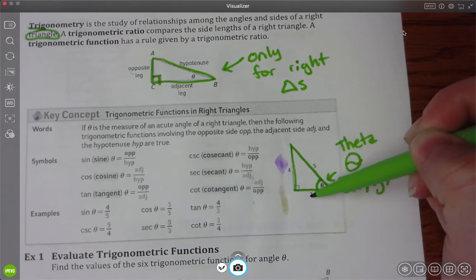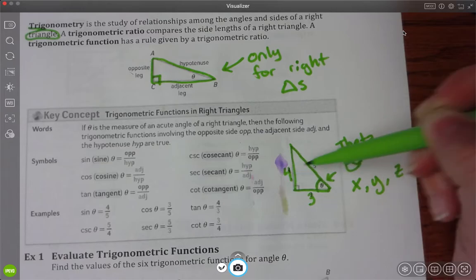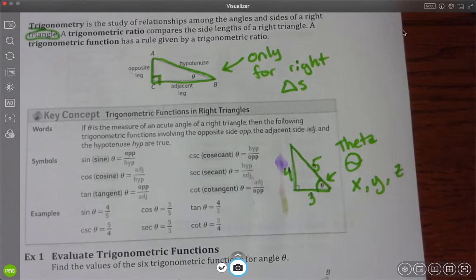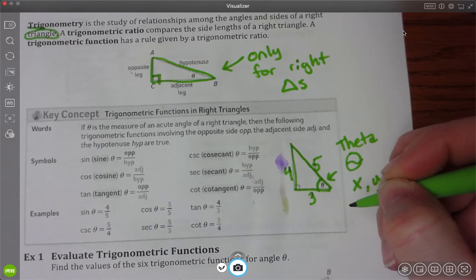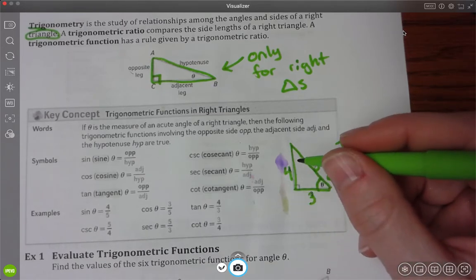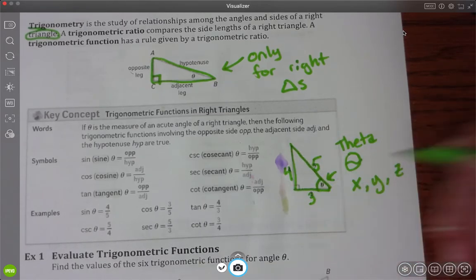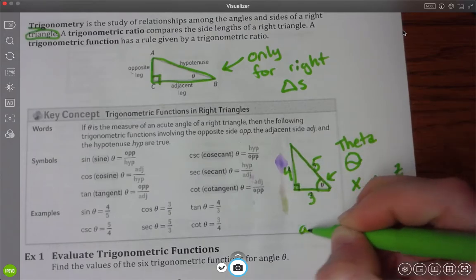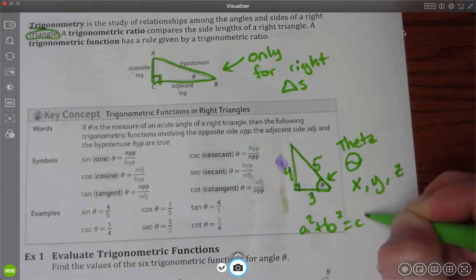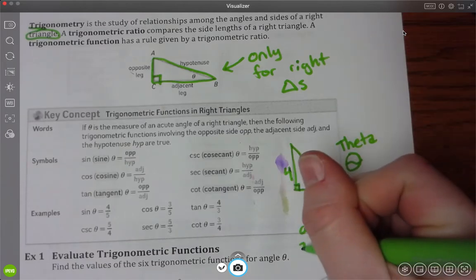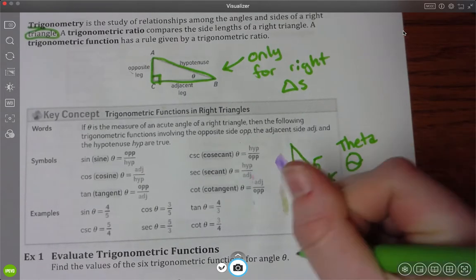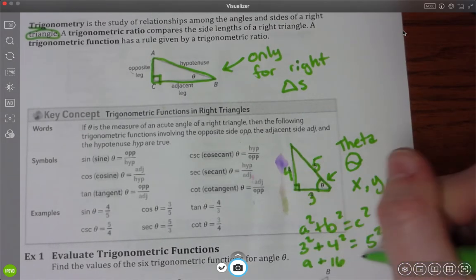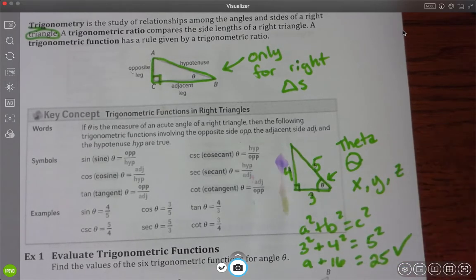Then we have the sides labeled. This is a length of 3, this is a length of 4, and this is a length of 5. It's a special right triangle, 3, 4, 5. You might know this already, but right triangles have to follow the Pythagorean theorem: a squared plus b squared equals c squared. If I take 3 and 4 and square them, 3 squared is 9, 4 squared is 16, and that adds up to 25, so that checks out.